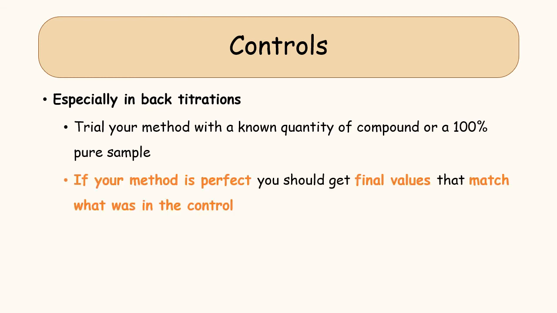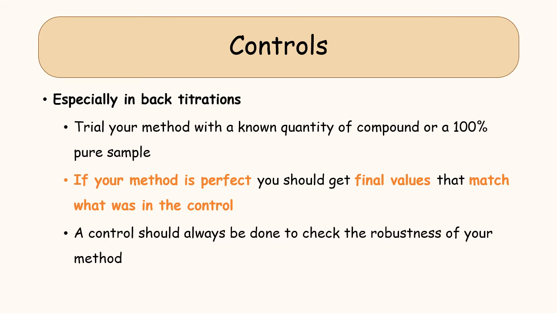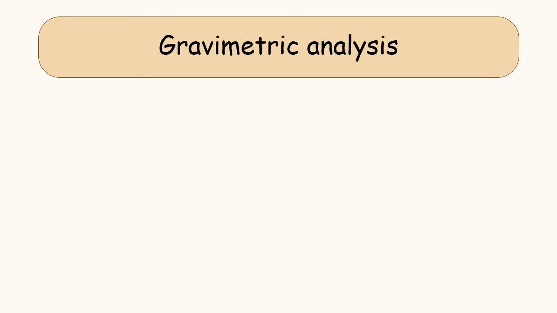If your method is perfect, your final values should give you exactly what you're expecting from the control. So if you can say that, you know that your method is accurate. If you can get the exact value that the control should have, you can say that your methodology is good. So you can always do a control. And it's just checking the robustness of your method.